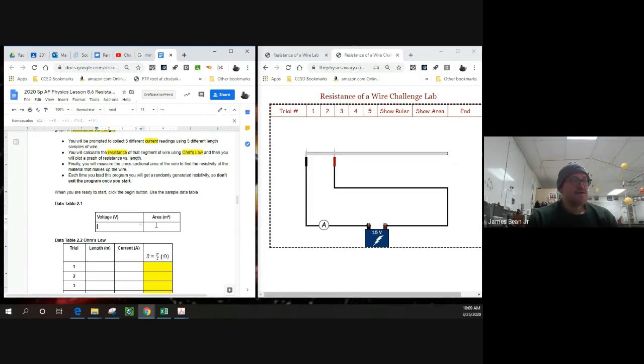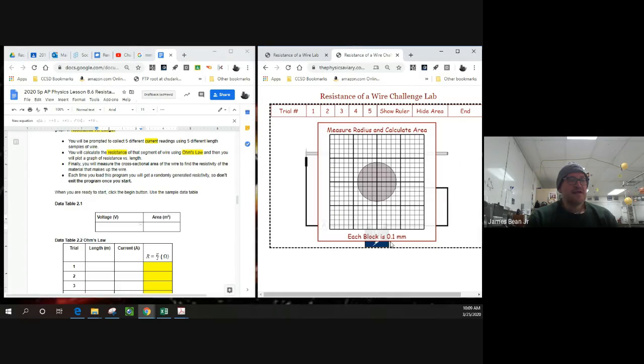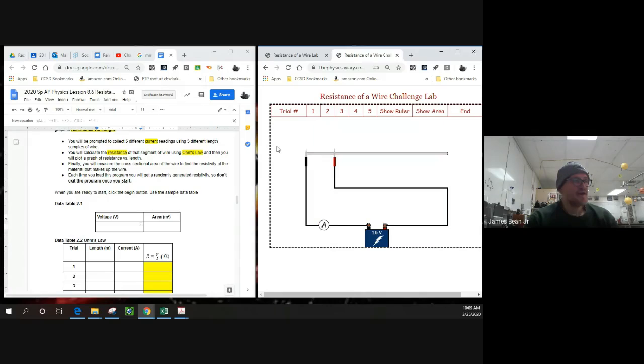And the area, now to get the area, let's go ahead and show the area. Each grid is 0.1 millimeters. So make sure we get the radius, convert it to meters, and do pi r squared to get the area. So we'll go ahead and hide the area, and that should go here. So the voltage and the area of the wire are not going to change.